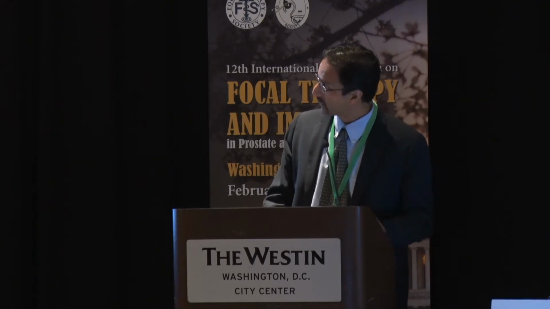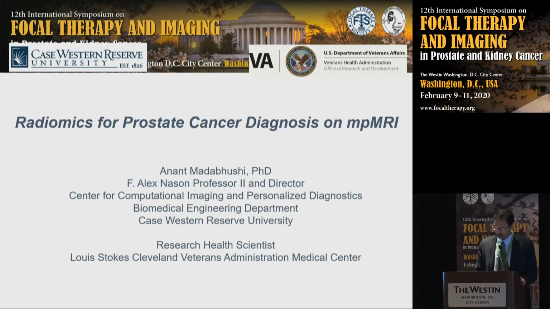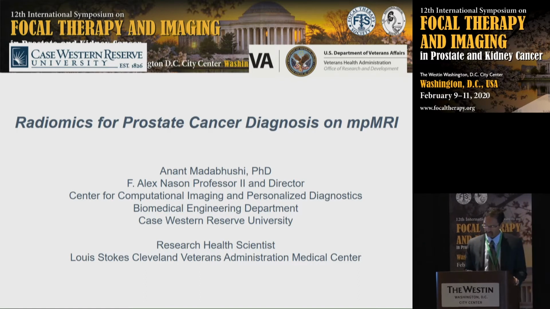And so I'd like to talk about the work in our group at the Center for Computational Imaging and Personalized Diagnostics at Case Western Reserve University, where we've been really thinking, for the last 15 years or so, about how we could use radiomics and artificial intelligence for better identification of prostate cancer and also stratifying the aggressiveness of prostate cancer on multiparametric MRI.